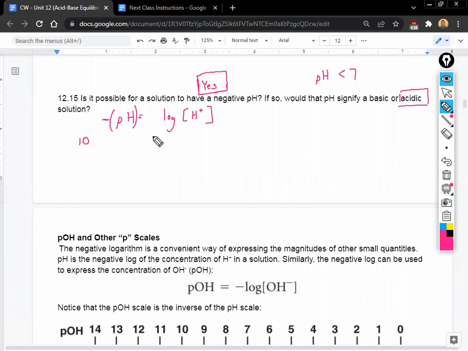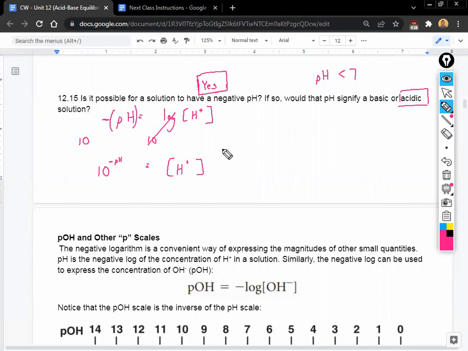And then you would put everything to the power of 10. Okay, that's how you can get rid of a logarithm. And the 10 and the log will cancel out. And on the right side, you'll have the concentration of H plus, and you'll have 10 to the power of negative whatever the pH was. Make sense so far? Okay.